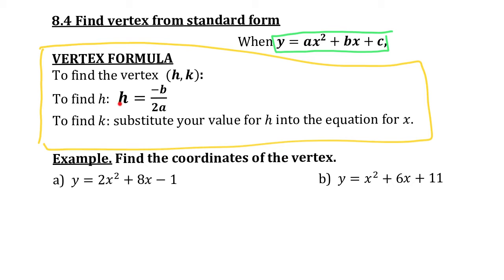Okay, after we find what the h value is, h is the x coordinate. To find the k value, which is the y coordinate, we substitute our value for h into the equation for x and solve for y, or in this case, k. Okay, so let's go ahead and look at example A.